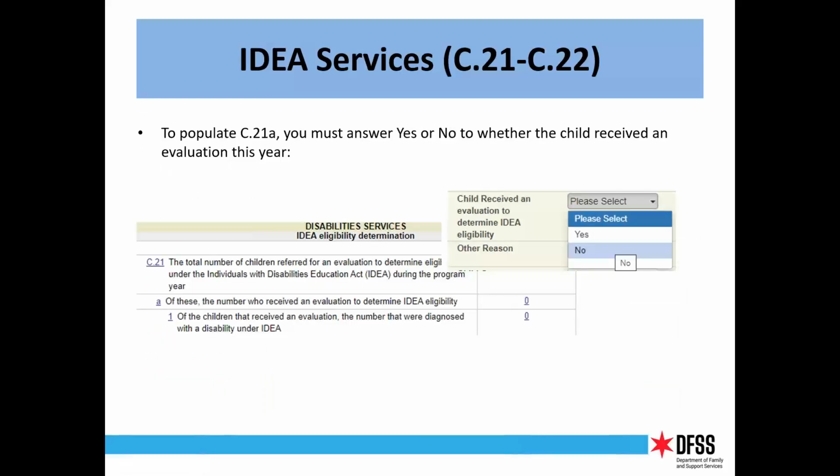So the next item, C21A, is of these the number who received an evaluation. To populate that, you must answer yes or no as to whether the child received an evaluation this year. This is a subset of the C21 data. So again, if they didn't have a referral date in the system, they won't show up on this line either.